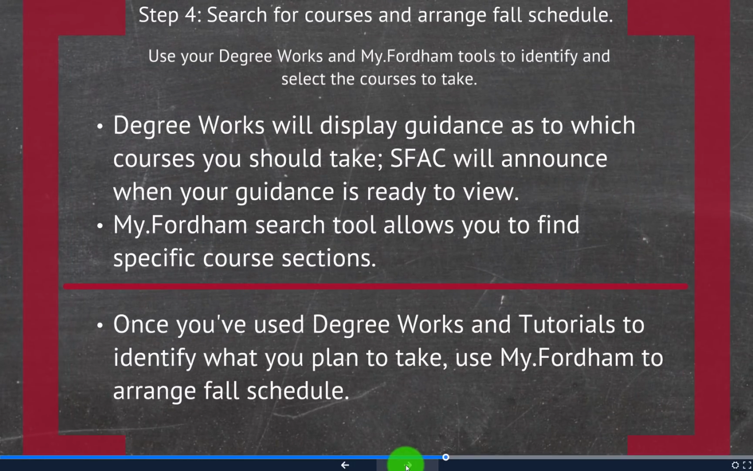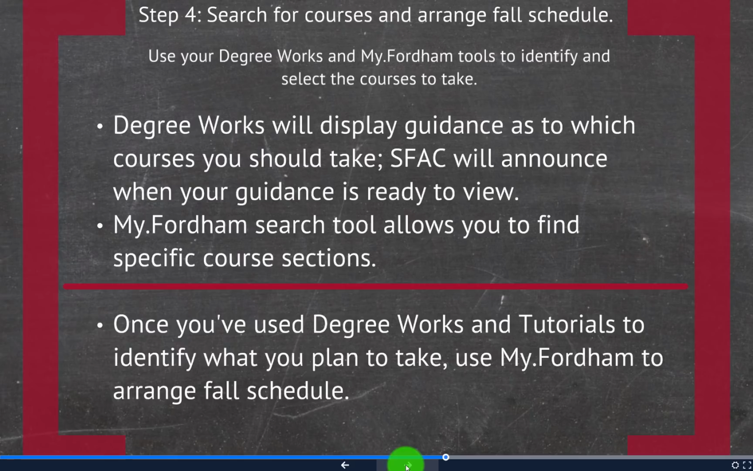The responses that you provided on the freshman survey and the results of your placement exams will be used to generate a set of registration guidance for you that will be visible through a tool called DegreeWorks, which will display course recommendations based on your placement and curricular plans. Once you've used DegreeWorks to identify the courses, the requirements that you're planning on completing, you'll then use another tool, which is on My.Fordham, to search for specific course sections and choose the various days and times that you'll have class.